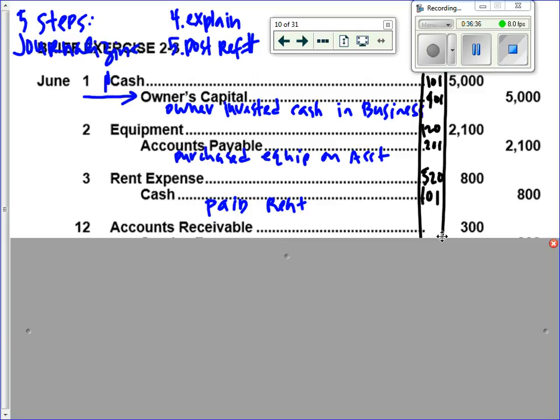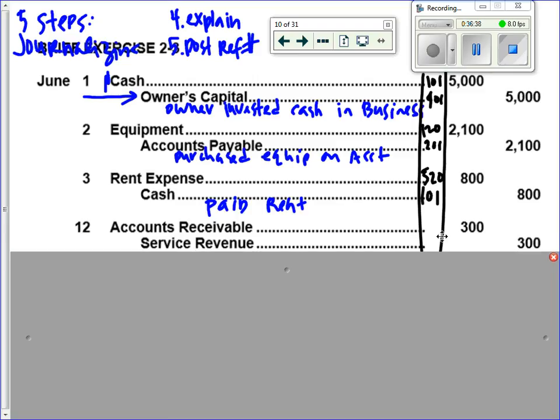The other half has to be a credit. It's called service revenue. Is that a good thing? Is that credit a good thing? Yeah, because service revenue is part of owner's equity. It's on the right side of the big T. It's making our overall worth go up.